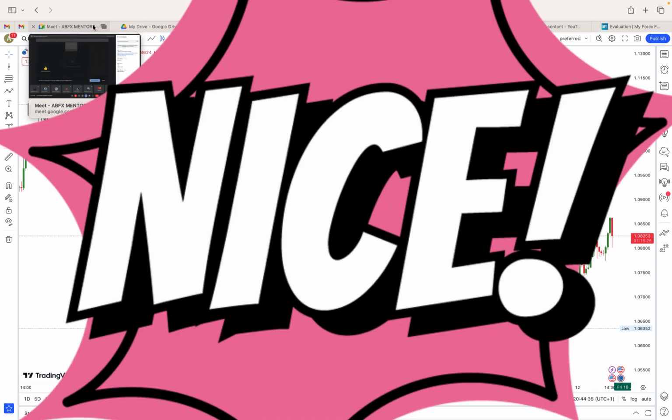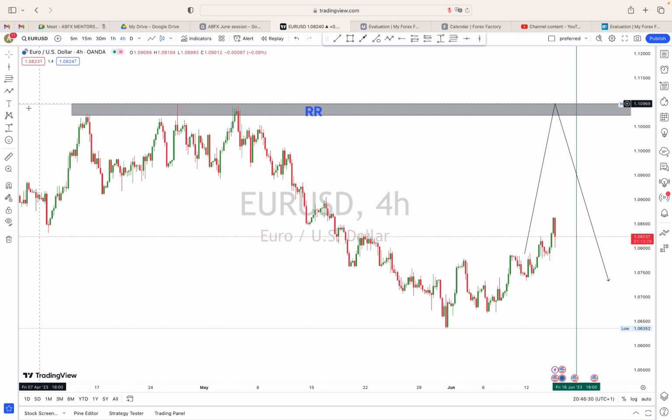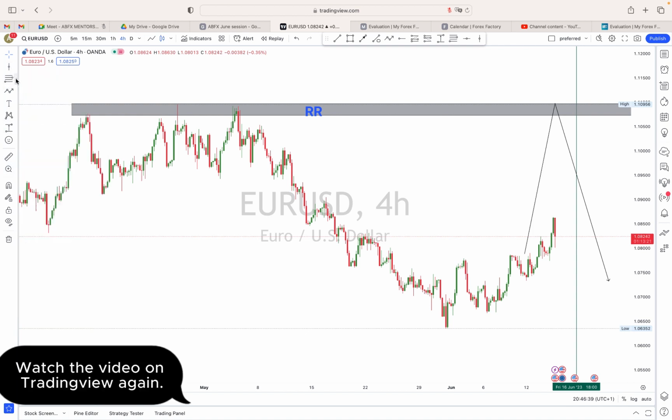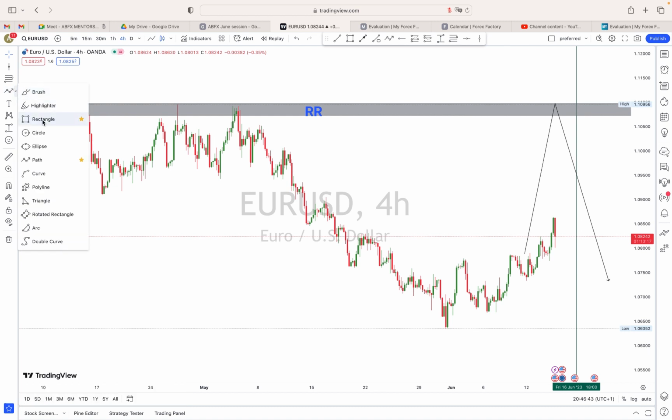It's clear. Thank you. Generally, when you want to get the rectangle tool, you come to this site or your TradingView, you come to where this one is, the third one, the fourth one. You see the rectangle tool here.